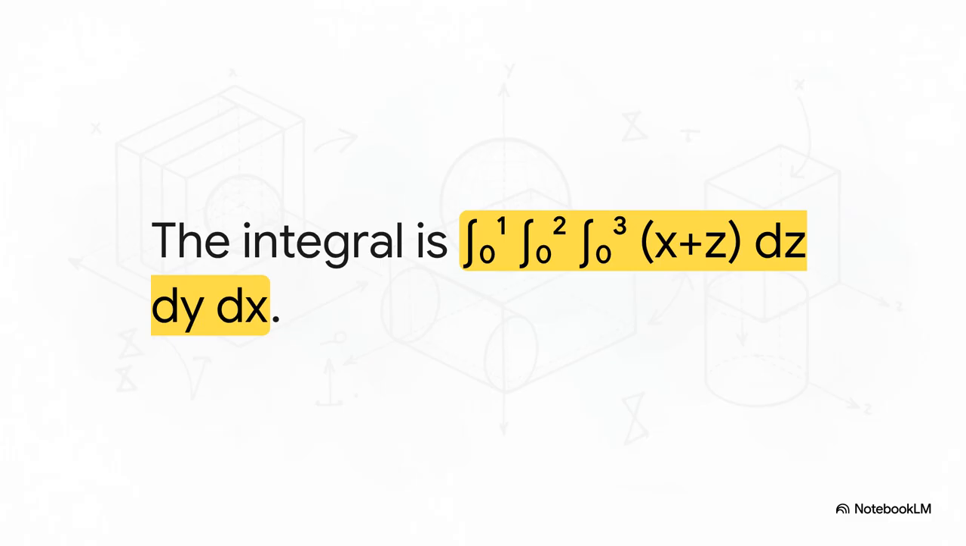Setting up the integral for a box is about as easy as it gets. Because all the boundaries are constants, the limits of integration are just the dimensions of the box.